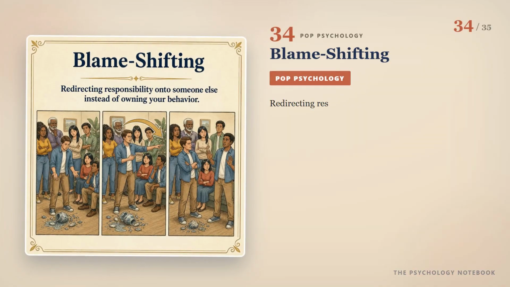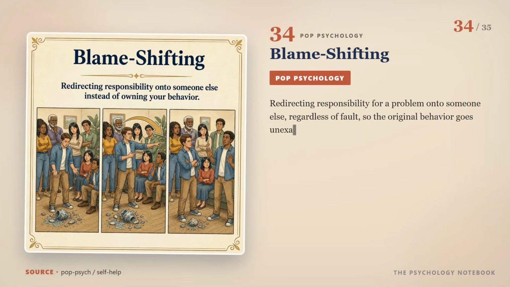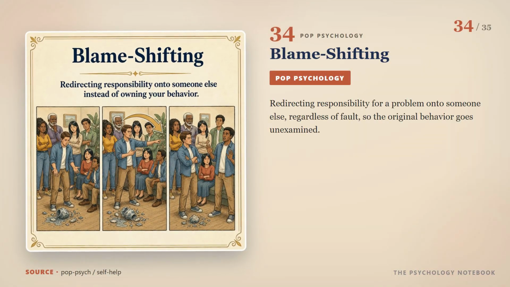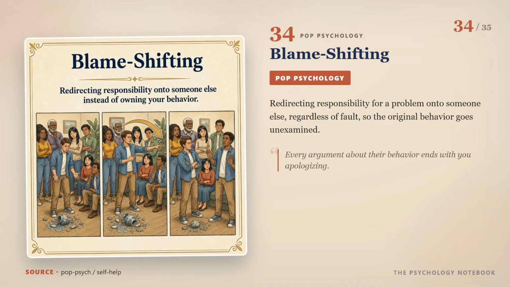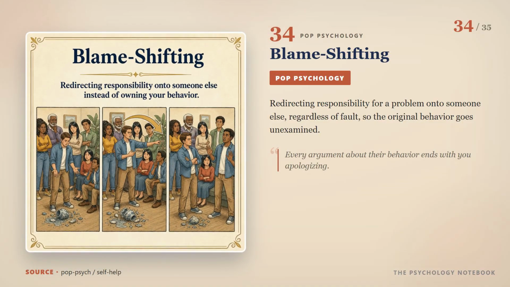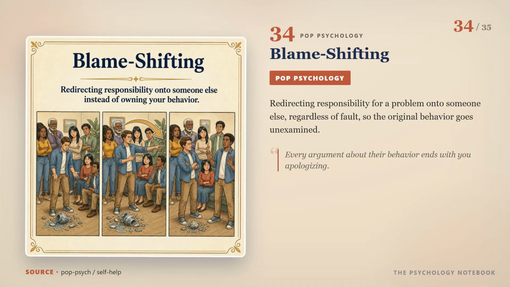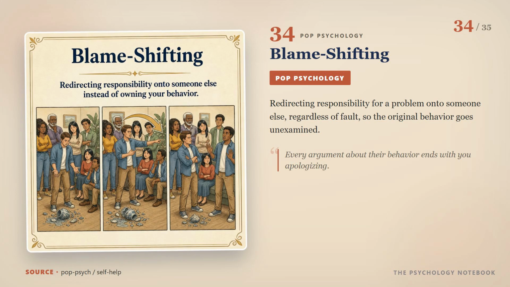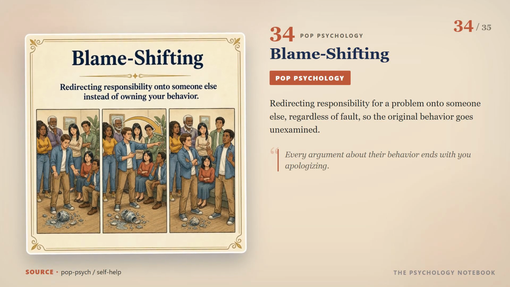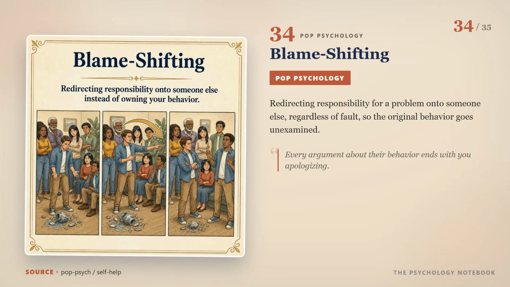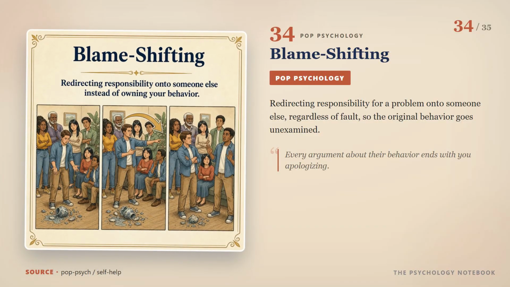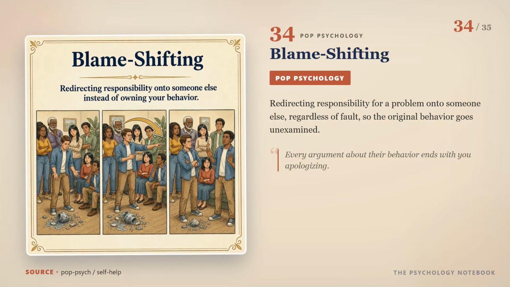34. Blame shifting. Number 34 is blame shifting. This means redirecting responsibility away from yourself and placing it onto someone else. Let's say you try to talk to someone about what they did. Instead of addressing their behavior, they focus on what you supposedly did to cause it. Now you are defending yourself, and their original behavior has disappeared from the conversation.